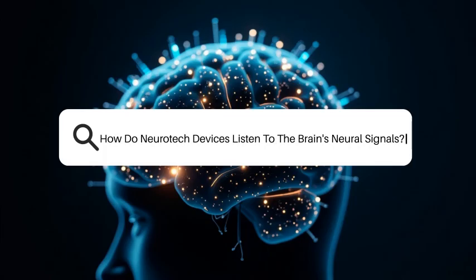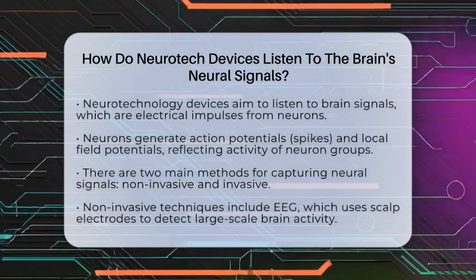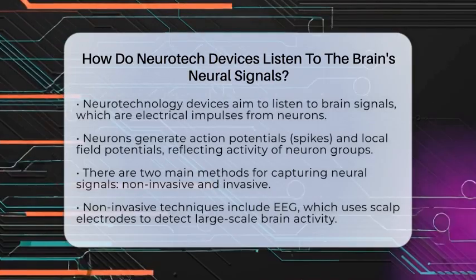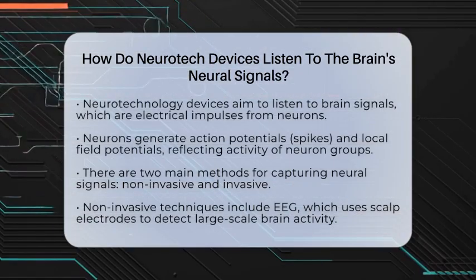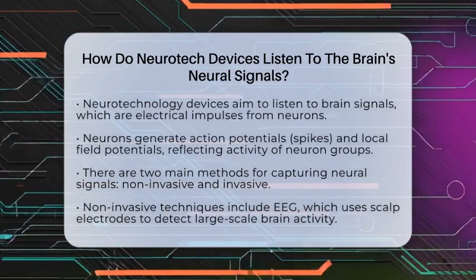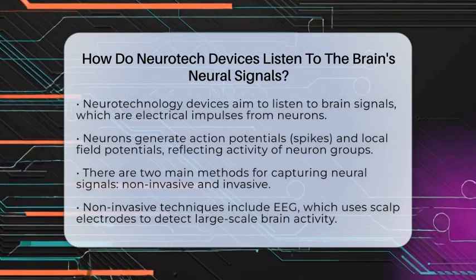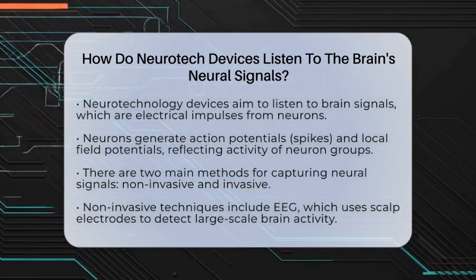How do neurotech devices listen to the brain's neural signals? Imagine trying to eavesdrop on a busy conversation happening inside someone's mind. That's essentially what neurotechnology devices do when they listen to the brain's signals. The brain communicates through tiny electrical impulses generated by neurons, the nerve cells that make up our nervous system.